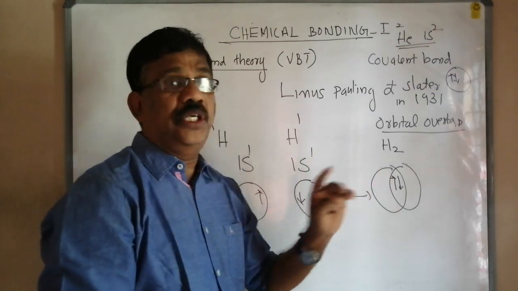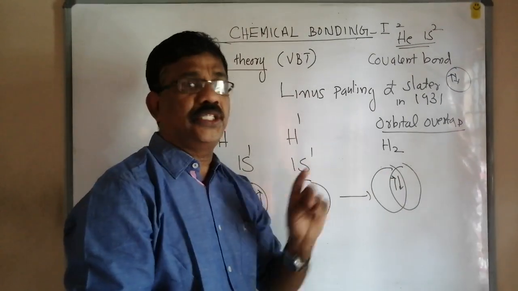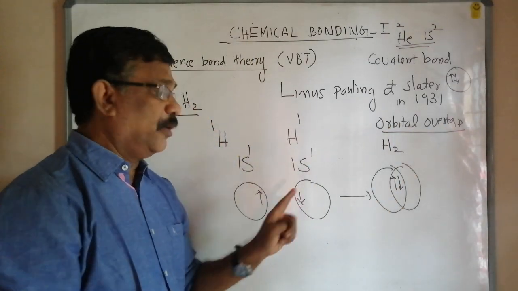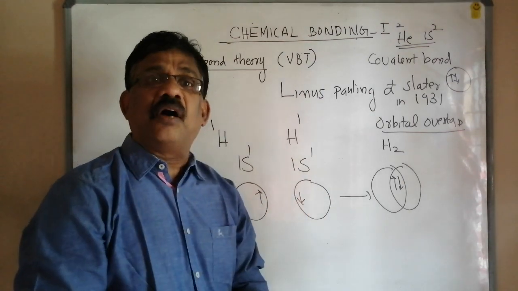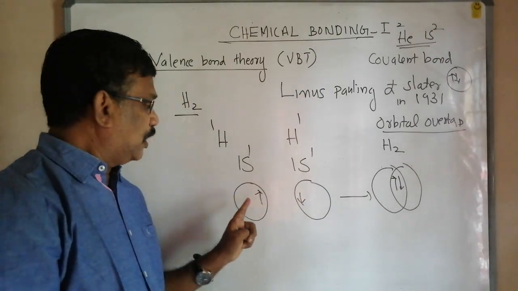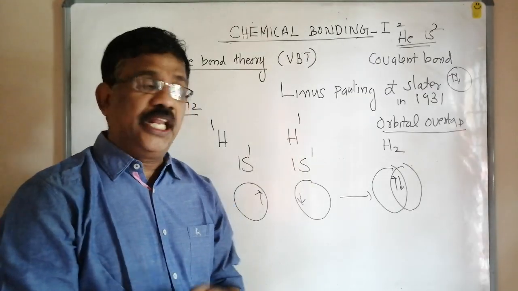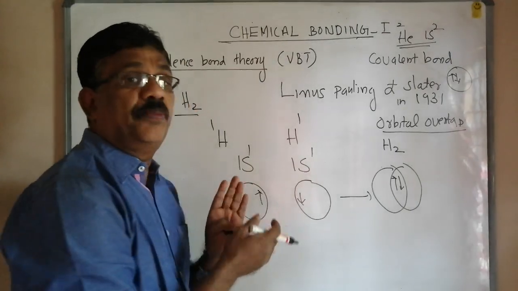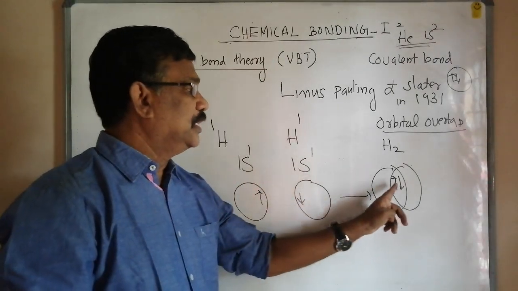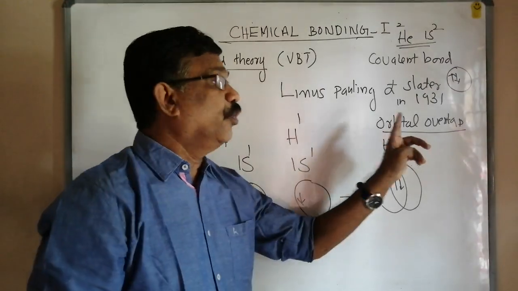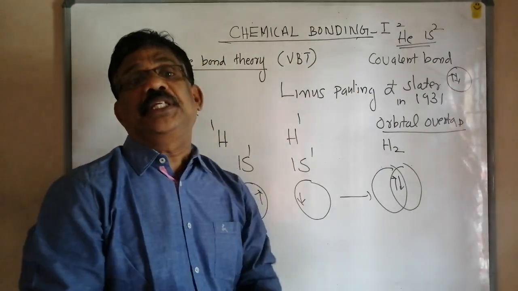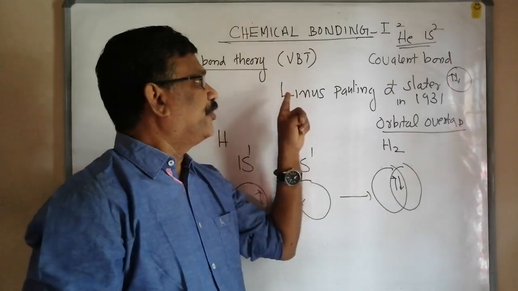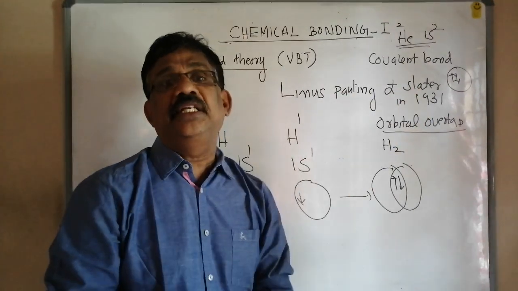So how is a covalent bond formed? A covalent bond is formed by the orbital overlap, of orbitals containing unpaired electrons, half-filled, with opposite spin. One of the electrons is moving in the clockwise direction and another electron is moving in the anti-clockwise direction, so the repulsive force is minimized, and a covalent bond is formed by orbital overlap. This is VBT. This theory is also known as Pauling-Slater theory, put forward by Linus Pauling and Slater in 1931.